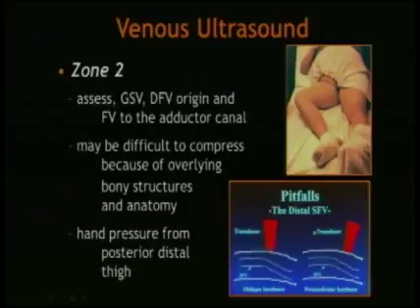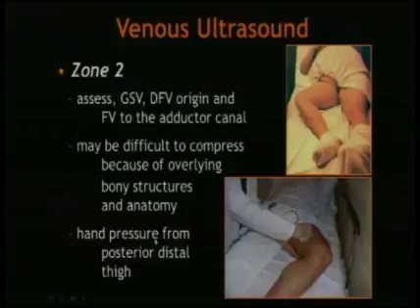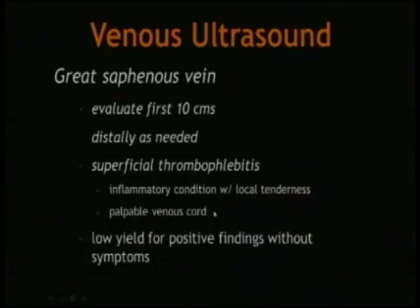One of the things that you can do to help is keeping in mind that because the vessel is taking a deep dive here, the orientation of the transducer is no longer perpendicular to the course of the vessel. So taking that transducer and pointing it cephalad so you can have a good perpendicular incidence will allow for a better compression. The other thing you can do is you can use some hand pressure from the posterior distal thigh while pointing that transducer cephalad, and it will make the compression much easier for you and for your patient.